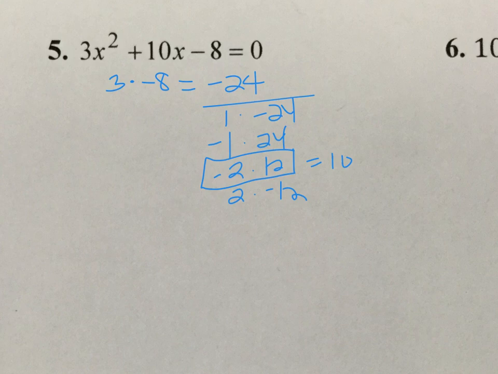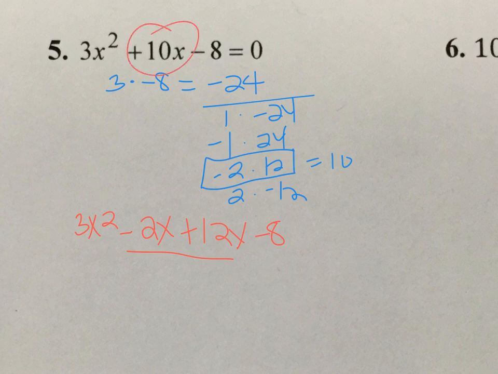And we're going to rewrite the equation, remember? We're going to recreate that equation with the new numbers that we just found that would equal 10. So we're going to have 3x squared minus 2x plus 12x minus 8, because remember, this negative 2 and positive 12 still make that 10 up there, equals 0. All right, so when I do that, my next step is to take out any common factors of each piece of my equation, because I'm going to group these two and these two.